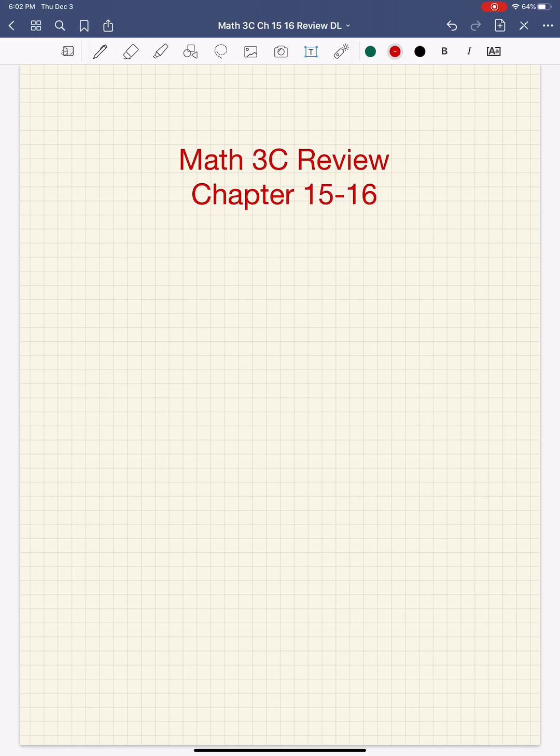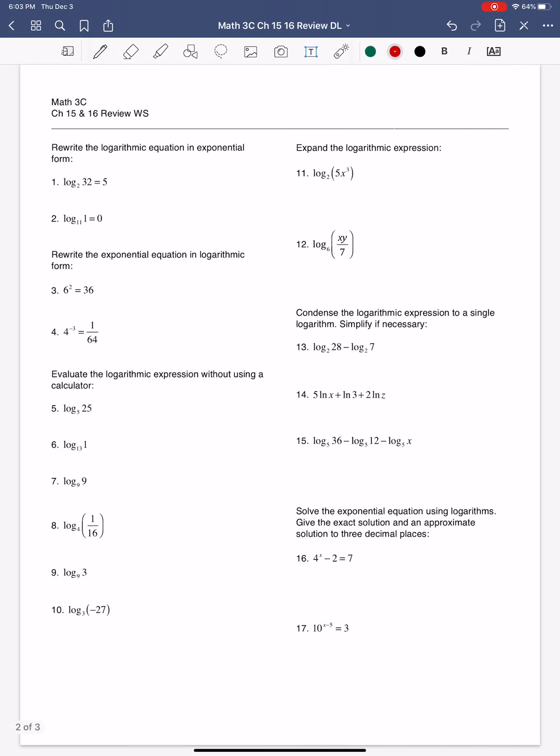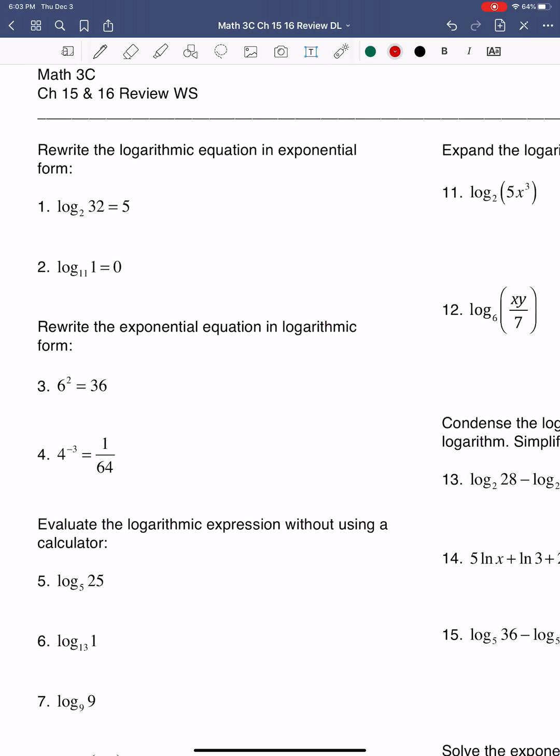All right, we're going to jump into this review video, which is going to be on chapter 15 and 16. So we're going to go over some logarithm review here. And we'll start with the basics, which was just to rewrite these logarithmic equations into exponential form.